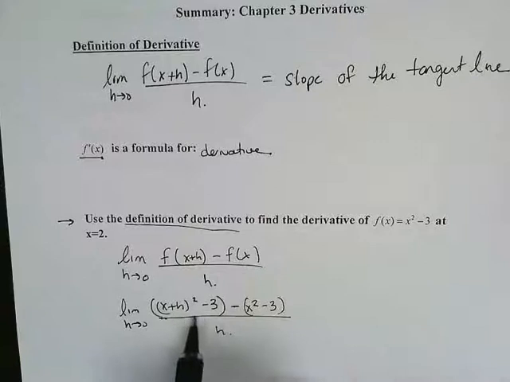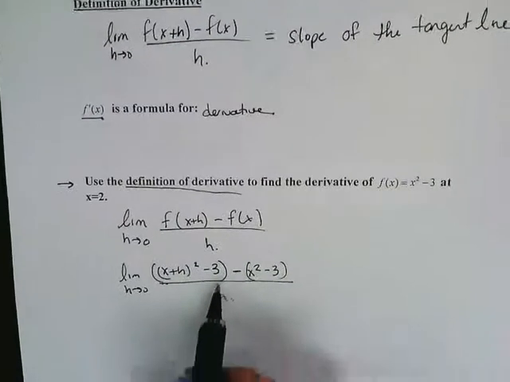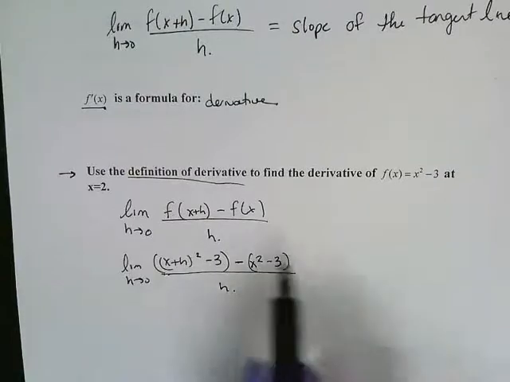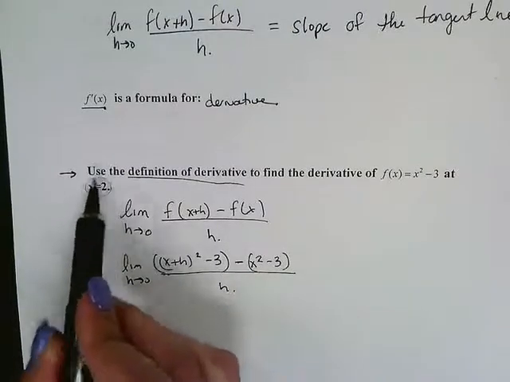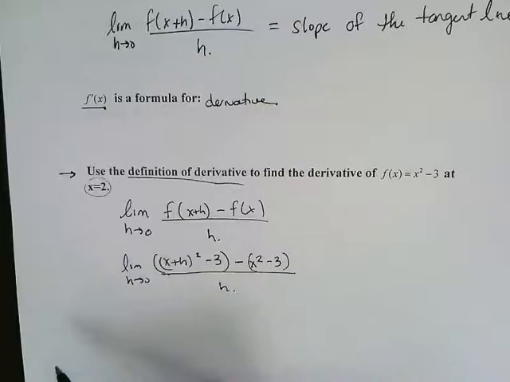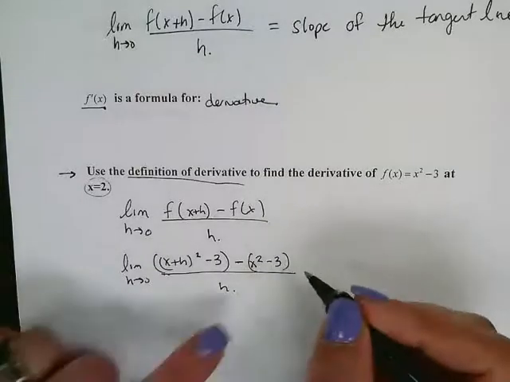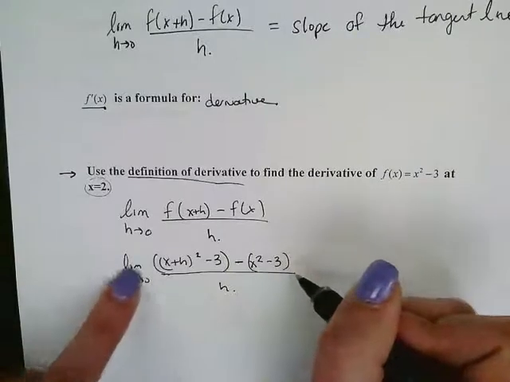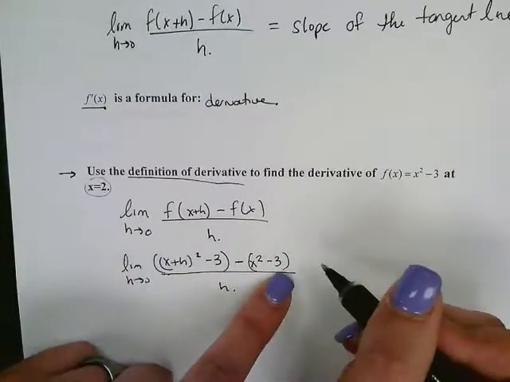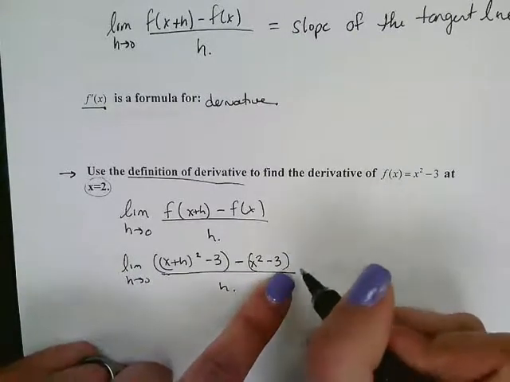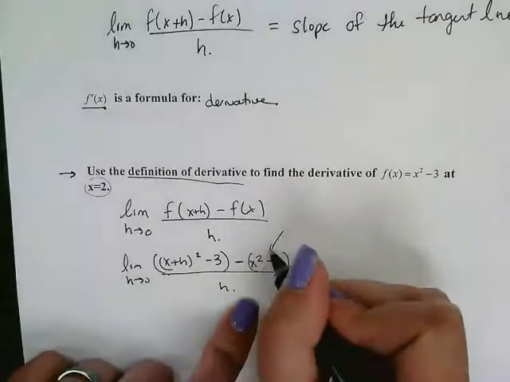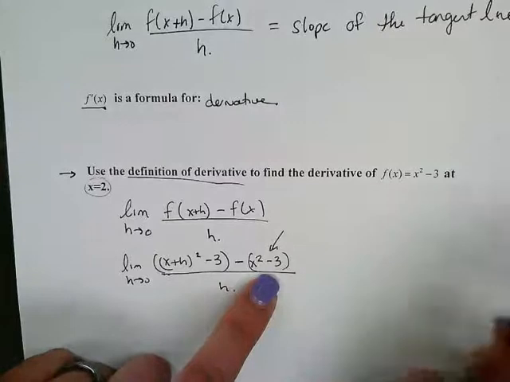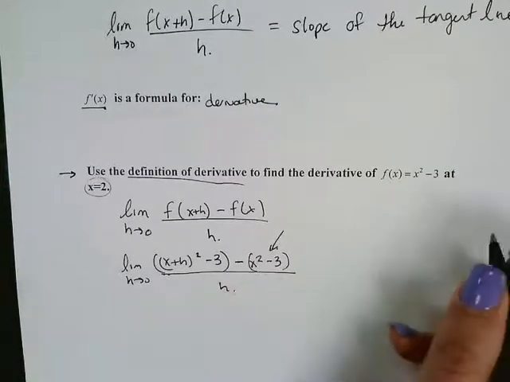You FOIL this out and you simplify it, and you will end up with a function, and then you can plug in the 2. Okay? So just keep in mind that if you do have the definition of derivatives written out like this, you can see that this part right here gives us our actual f of x function. Alright?